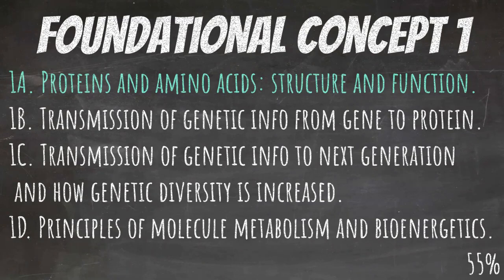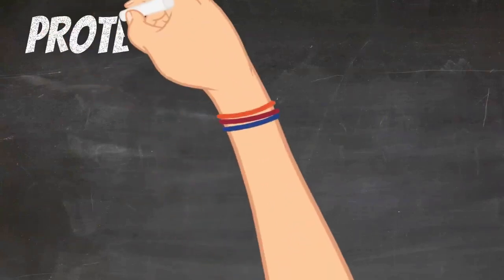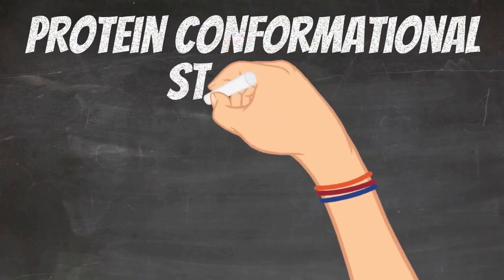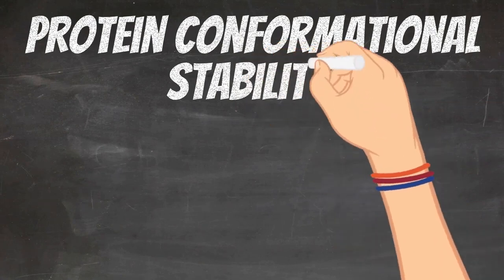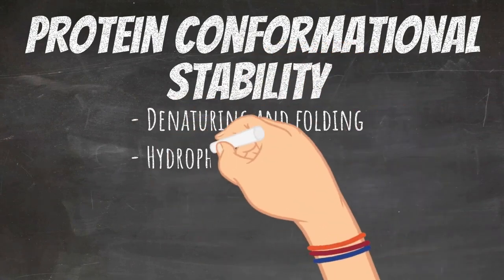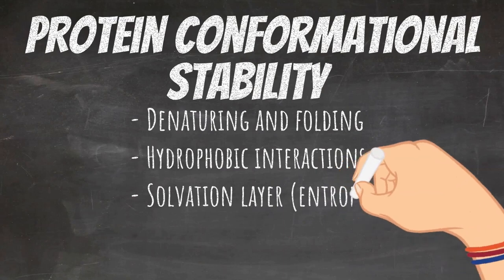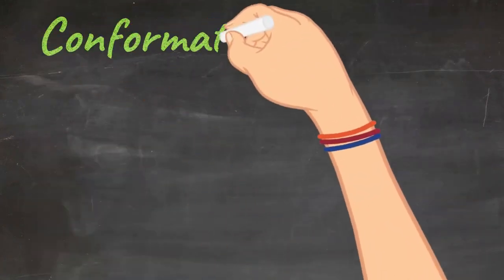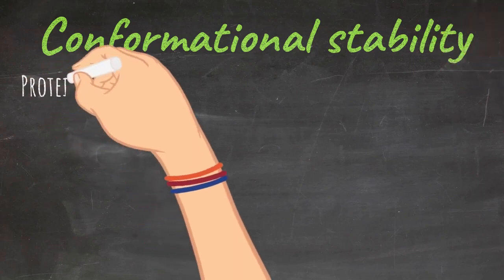This video will cover foundational concepts number 1A, proteins and amino acid structure and function. We're going to dive into protein conformation and conformational stability, which include denaturing and folding, hydrophobic interactions, and solvation layer or entropy. So first, I'm going to touch on conformational stability.